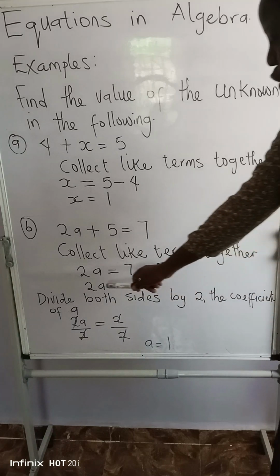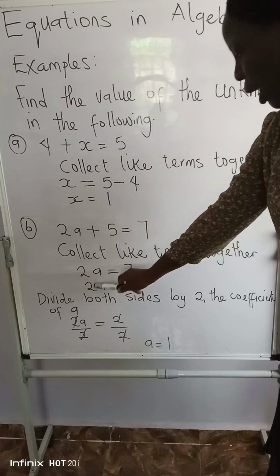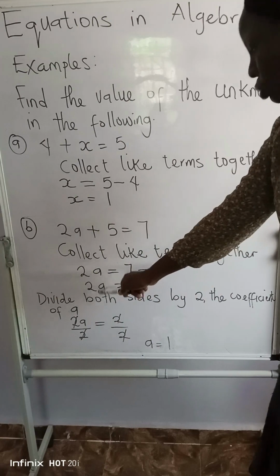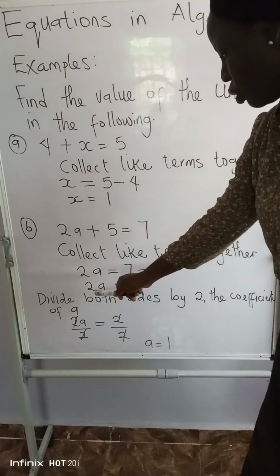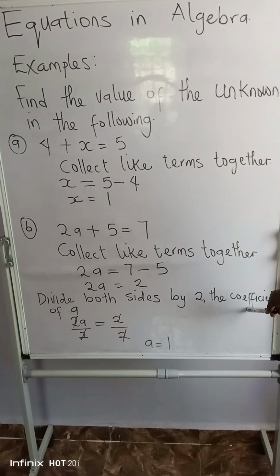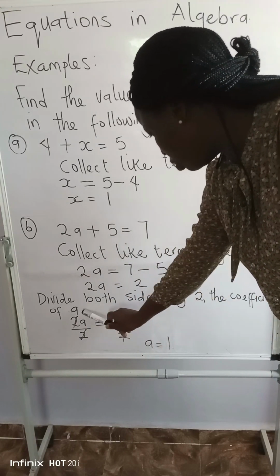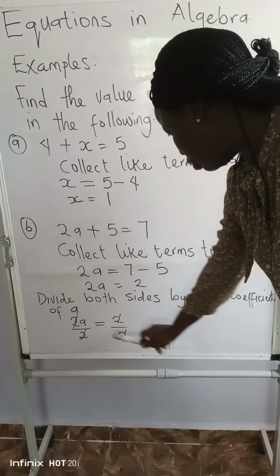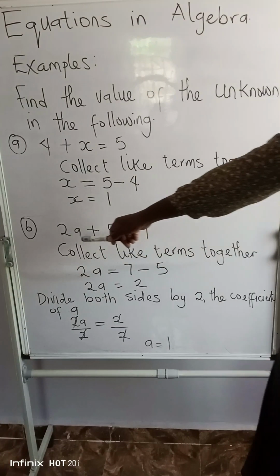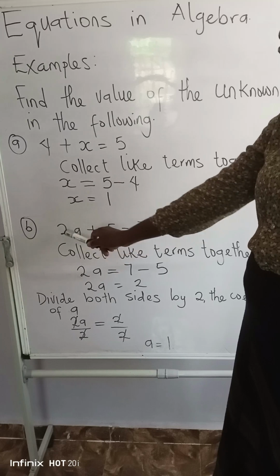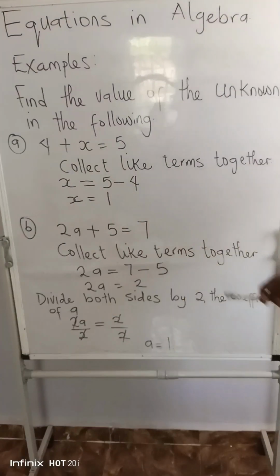Remember, we are not looking for 2a. We are looking for just what? a, that is the unknown. So for us to get the unknown, we have to divide both sides by 2. 2 is the coefficient of what? a. So we divide both sides by 2, and there we have 2a divided by 2. If we are dividing, we have to divide the other side too. So 2a divided by 2 and 2 divided by 2. So when you cancel out, a will give us what? 1. And if you check, if you substitute 1 for a, 2 times 1 will give us 2, plus 5 will give us 7, which means our solving is correct.